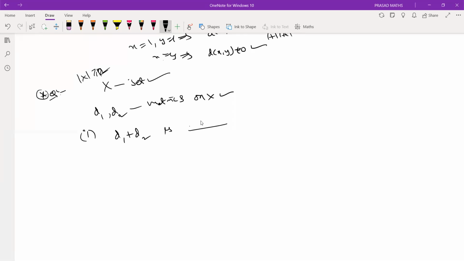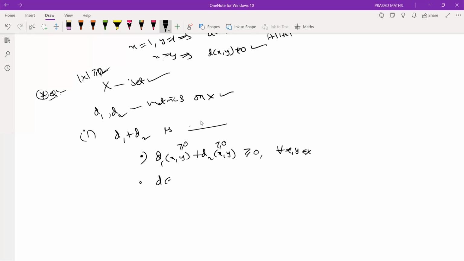Is it a metric? Right? Is it a metric? By the same lines, it is automatically a metric, because you know that the distance between x comma y plus the distance between x comma y, you know that this is a metric means it is non-negative. Sum of non-negative is always non-negative. Therefore, it satisfies the first property. D1 plus D2 is non-negative for all x comma y belongs to X.